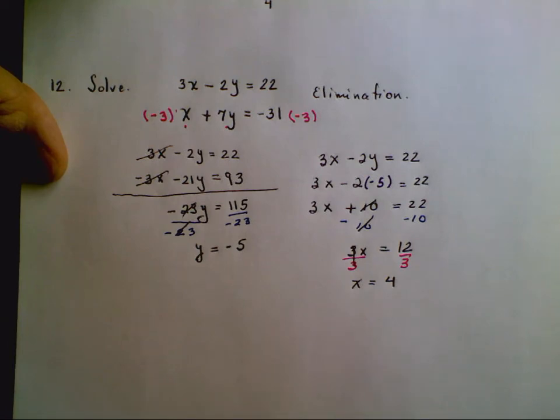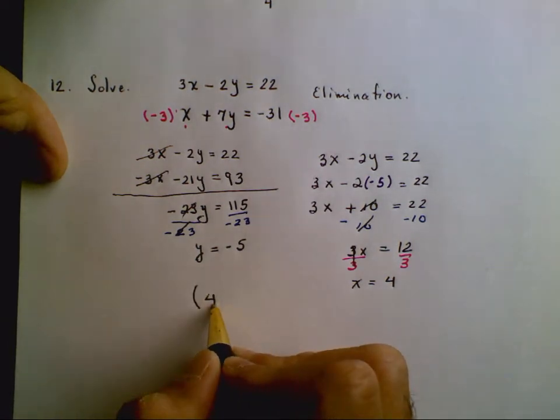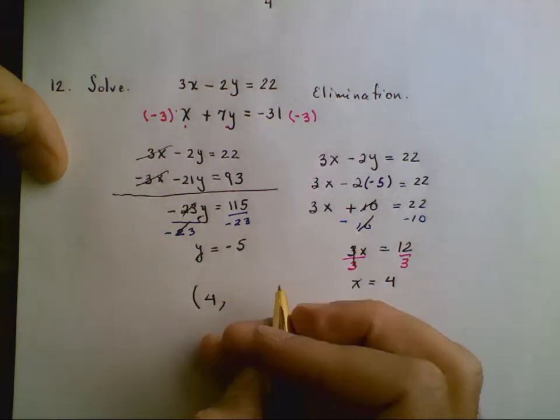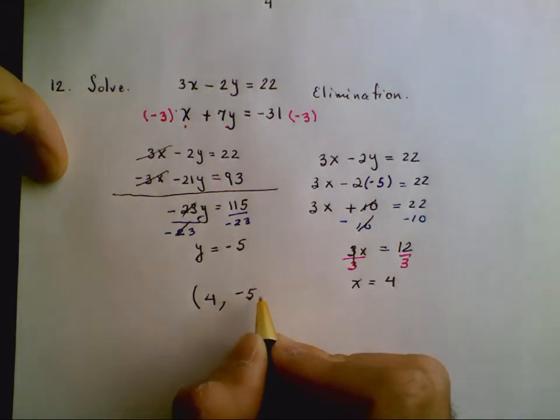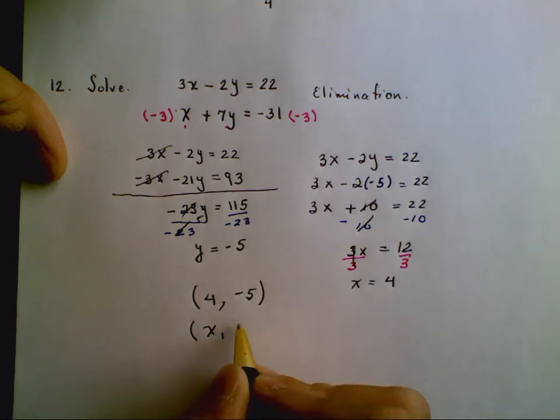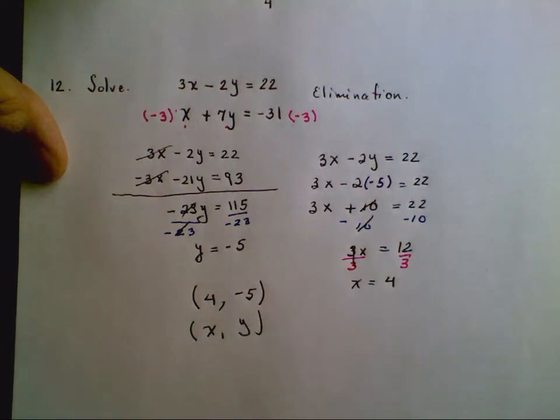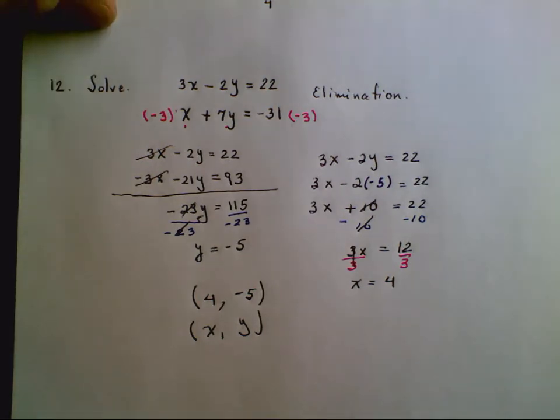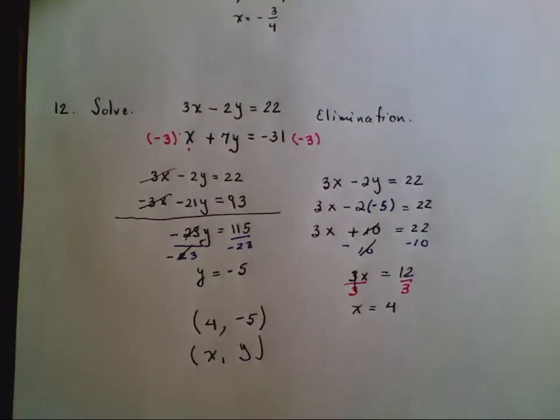So my solution in this case is 4 in x and negative 5 in y. Remember that the solution has to be written in the form x comma y. So that's the solution by elimination. Those are the steps that we're going to take to solve by elimination. Now we're going to do it by substitution.